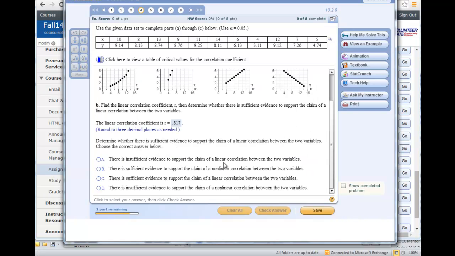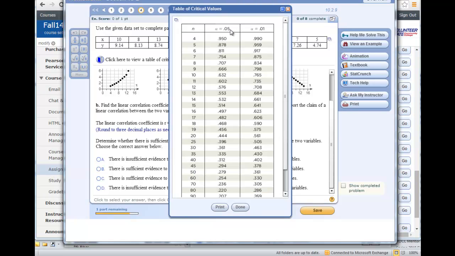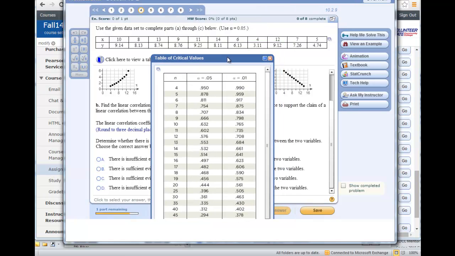And now we get a chance to actually determine if the relationship is significant by using an actual hypothesis test. And this test is going to consist of a critical value that we'll get by clicking on this box here. What we'll have to do is figure out how many pairs do we have. We have 1, 2, 3, 4, 5, 6, 7, 8, 9, 10, 11 pairs. And we're told to use alpha equal to 0.05. So we go to 11 and 0.05, and we see we have a critical value of 0.602.